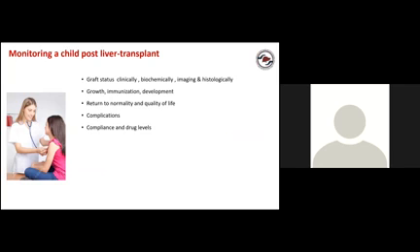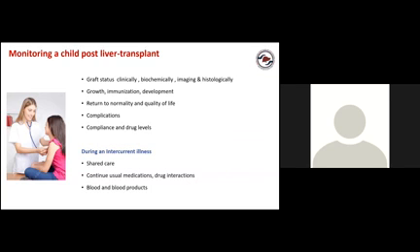And monitoring a child post-transplant, when we see these children in the clinics as well as in the outpatient setup, we have to look at their graft status, growth, immunization, development, complications, as well as their compliance on drug levels. And whether they have returned to normality with good quality of life is also important. And during an intercurrent illness, it's very important that you touch base with the liver transplant unit and get the shared care and continue usual medications. Do not stop the immunosuppression and rational use of blood and blood products.